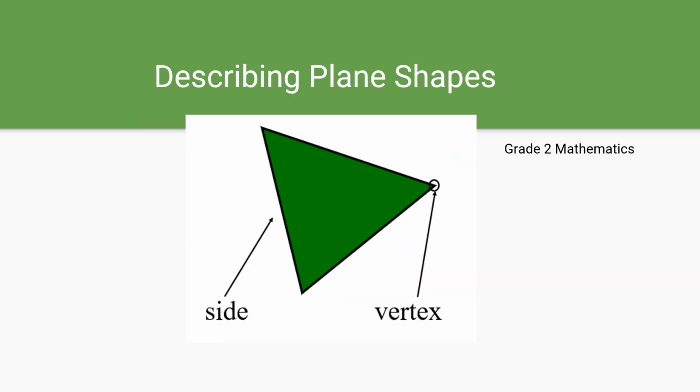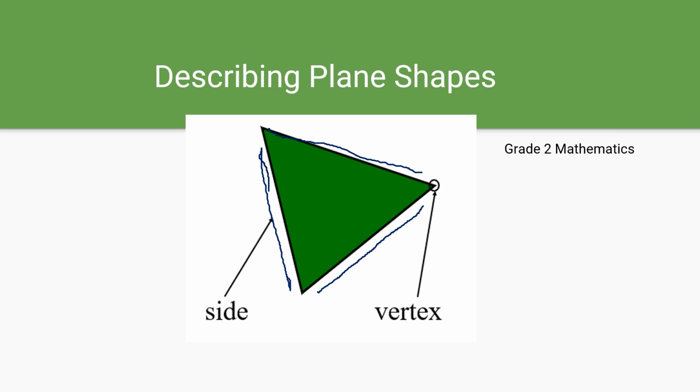We describe plane shapes using specific vocabulary. We can describe shapes by the number of sides it has. This triangle has 3 sides. Let's count them. Here's 1 side, 2 sides, 3 sides.